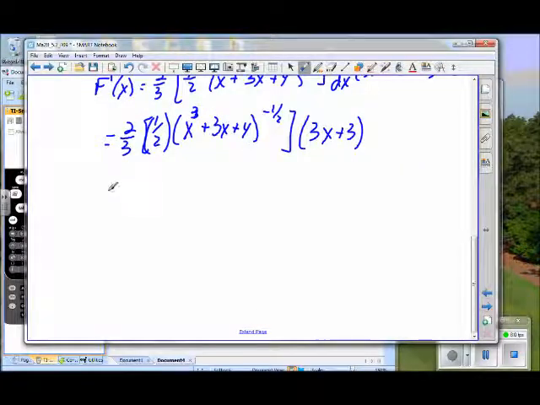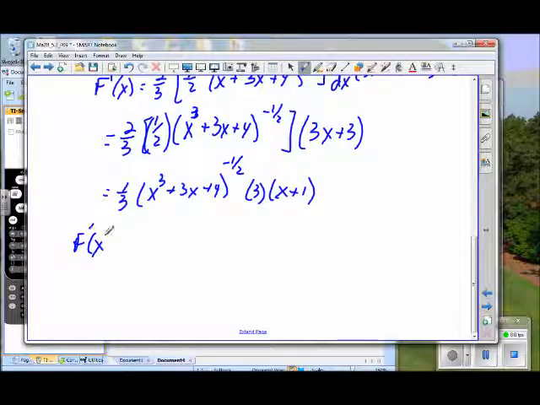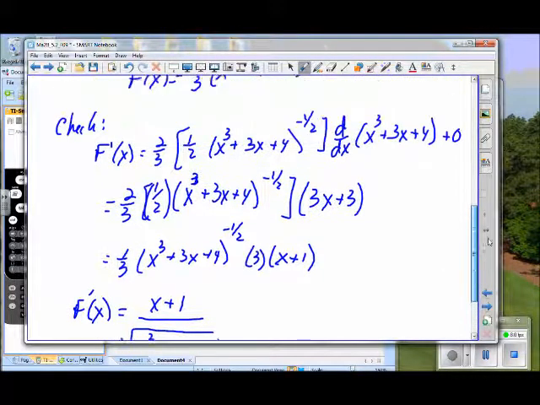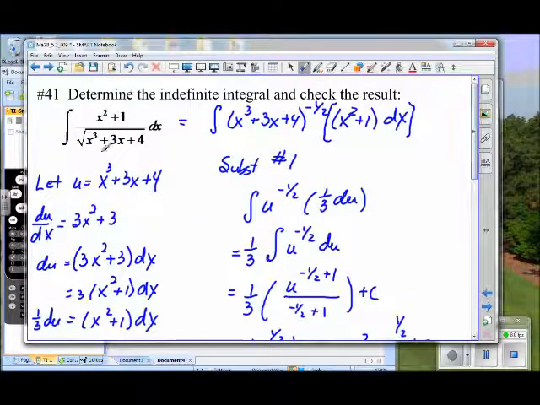2/3 times 1/2 is 1/3. x cubed plus 3x plus 4 to the negative 1/2, and I can factor out a 3 and I get x plus 1. So f of x, the derivative of that, would be x plus 1 divided by the square root of x cubed plus 3x plus 4. Is that the integrand that I started with? And it is.